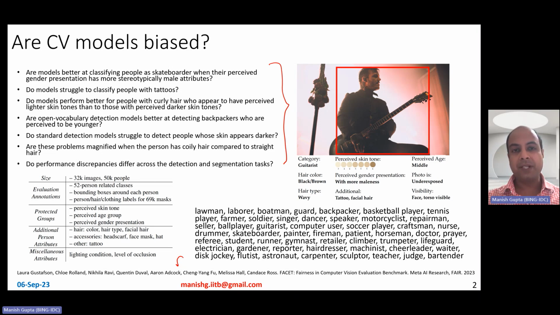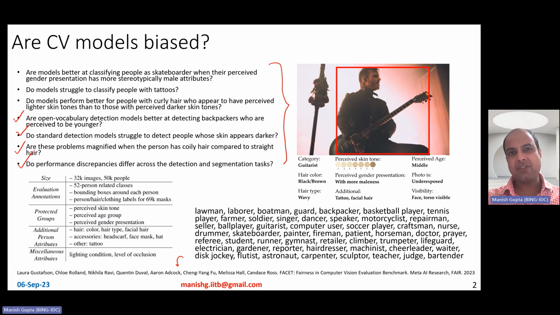Do models perform better for people with curly hair who appear to have perceived lighter skin tones than to those with perceived darker skin tones? Of course, we are talking here about vision models, models about classification, segmentation, person detection, and so on. Are open vocabulary detection models better at detecting backpackers who are perceived to be younger than older? Do standard detection models struggle to detect people whose skin appears darker? Are these problems even magnified when the person has coily hair compared to straight hair? Do performance discrepancies differ across detection and segmentation tasks? Those are the kind of questions.